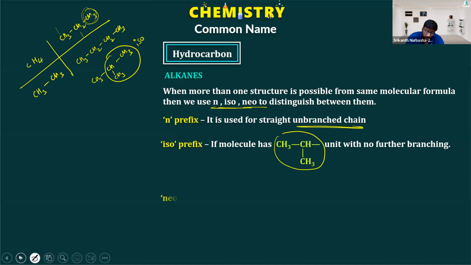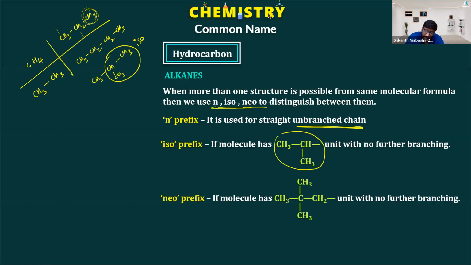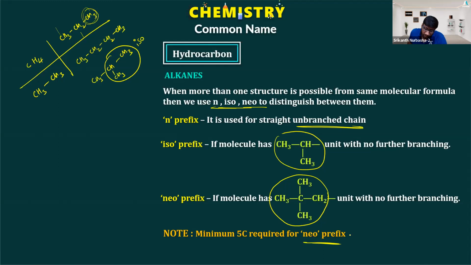Neo can also be used when the molecule has this unit: CH3, C, CH3, CH3, CH2 should also be there. This is your neo unit with no further branching. There is some exception for this, we'll discuss that. Minimum 5 carbons are required for the neo prefix, because this unit itself contains 5 carbons: CH3, C, CH3, CH3, CH2.